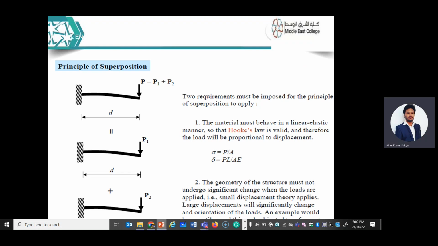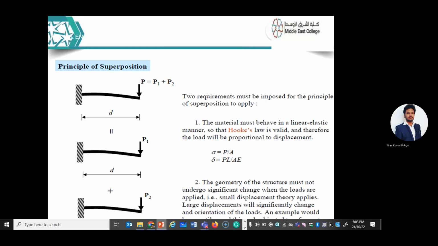Superposition theorem. Now I will give some formulas. Please note them down. Stress. These three formulas, just note them.